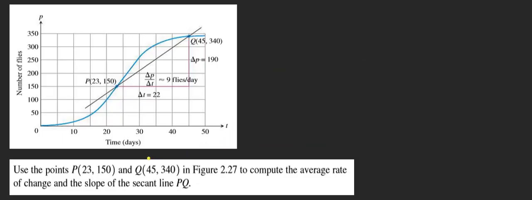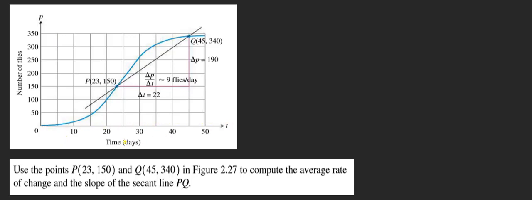Now let's take a look at this example. Given 2 points, P and Q, we need to compute the average rate of change and the slope of the secant line PQ. Basically, these two are the same thing. Average rate of change and slope of the secant line PQ are the same thing. So you have a line that connects points P and Q. That is a secant line. And when you find the slope of that line, you're finding the average rate of change of this function from 23 to 45. So let's look at this graph.